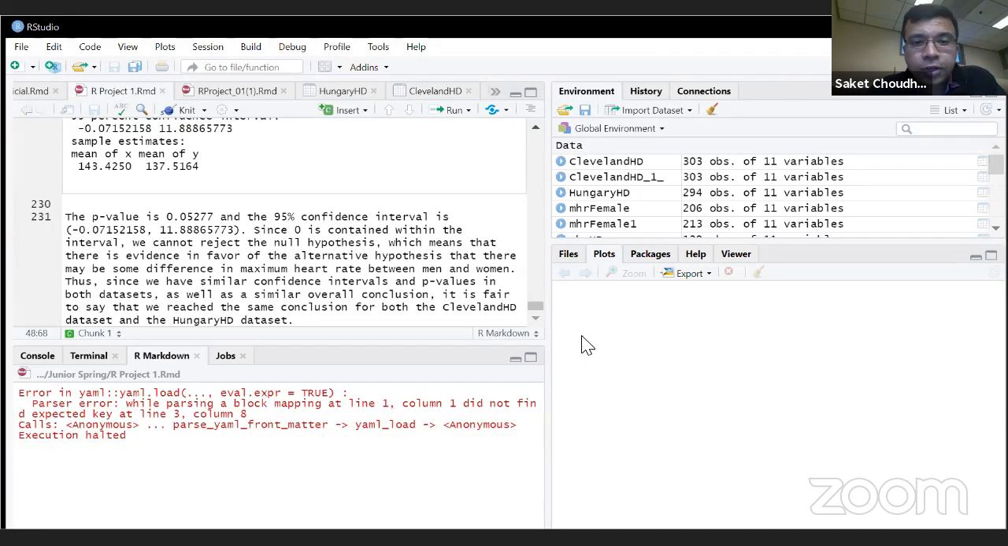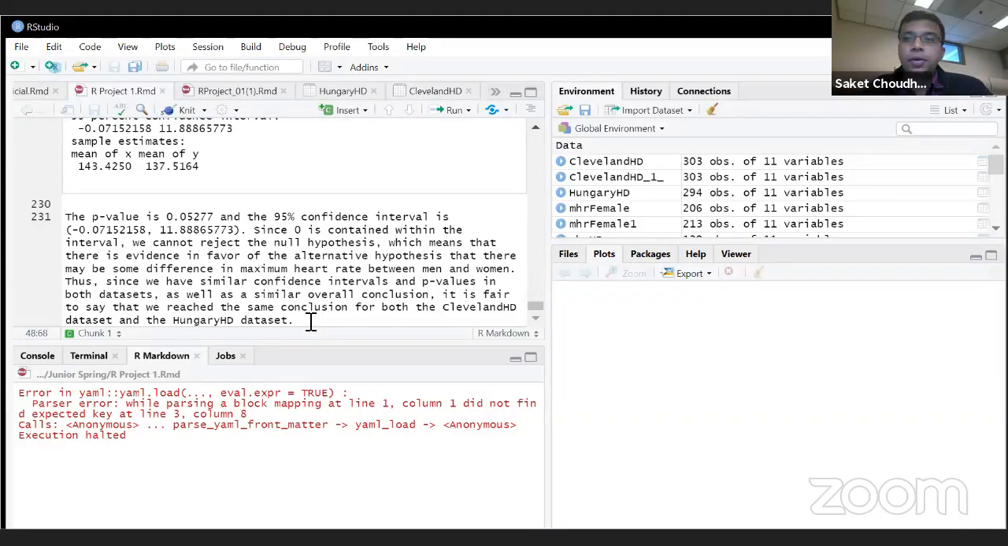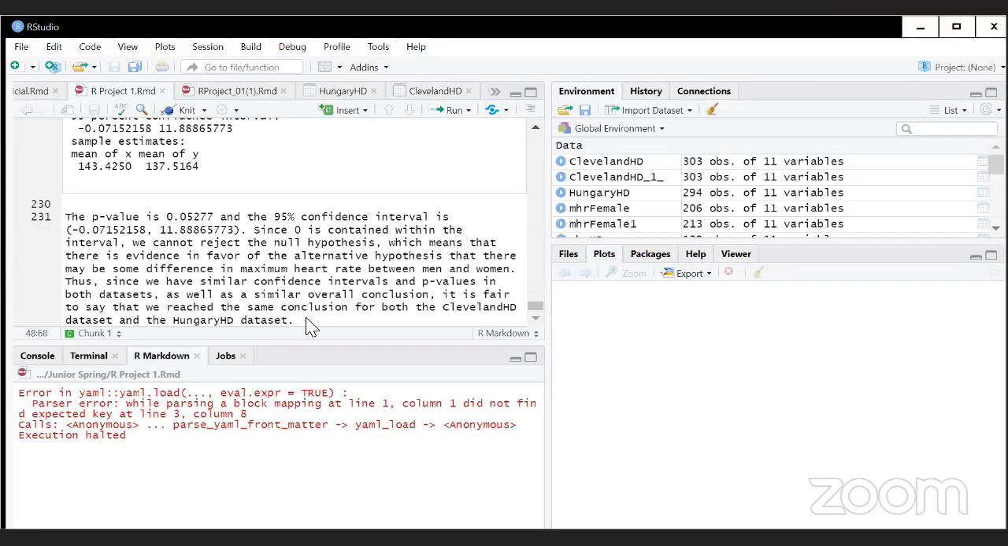Okay, this is fine. Just send me the RMD document. I'll take care of the rest. Okay, I sent the RMD, but can you open it? Yeah, I can open it. Just send me the updated one. Okay, cool. Thank you.